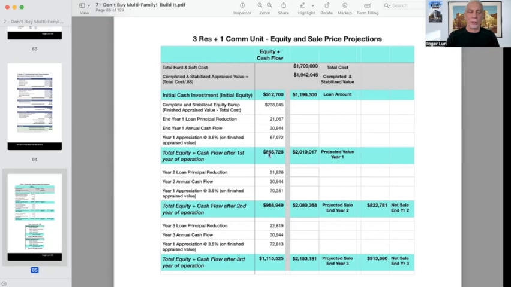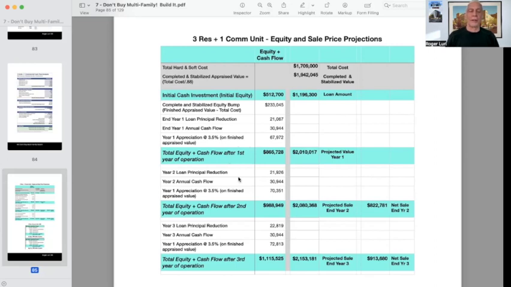So when you add all these numbers up, your equity at the end of your first year of operation is now $865,768. And the value of your property now is going up by this 3.5%. So it's now $2,010,000. So this is after the first year of operation. So don't forget, you had a year of construction, 1 year of operation now, right?